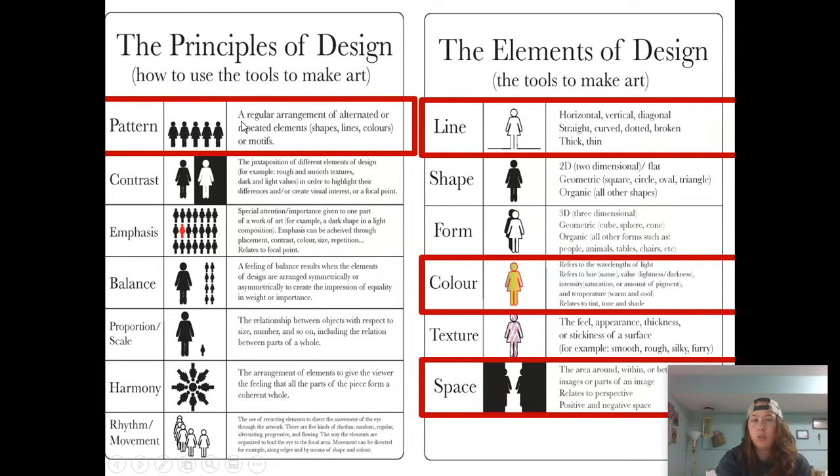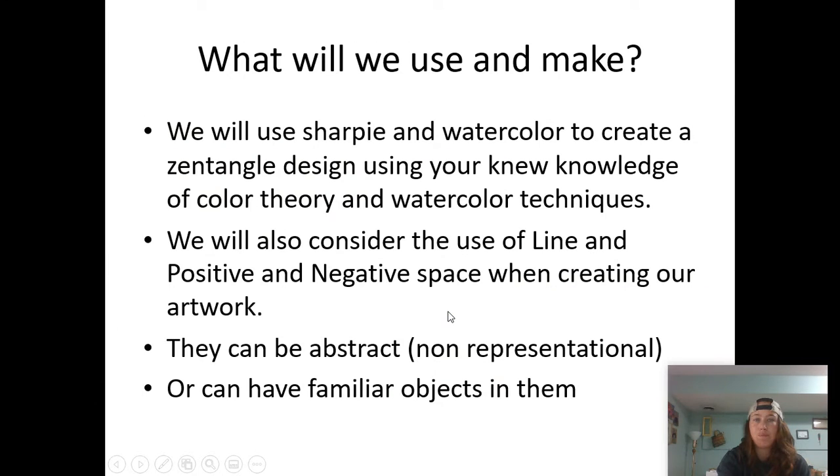Like I said, we're going to use patterns. A pattern is a regular arrangement of alternated or repeated elements, like shape, line, and color. Oh, look at that. There's a bunch of this little person in a row. There may be variation in that pattern, but we're going to use line, color, and space. The biggest thing in space that we're going to be talking about is positive and negative space.